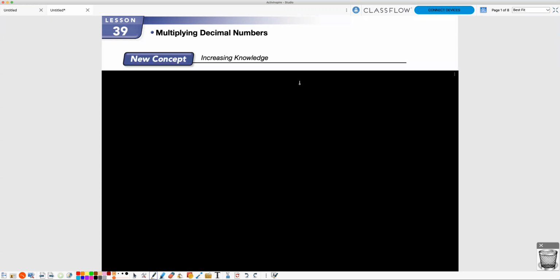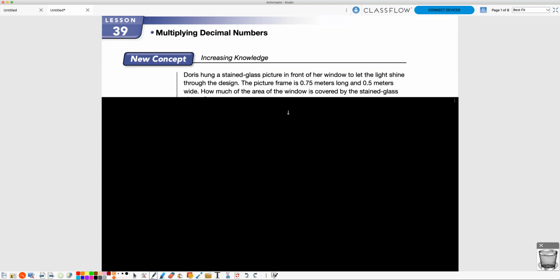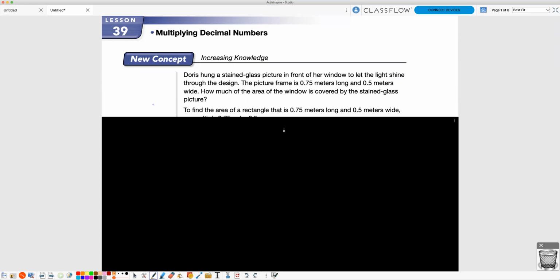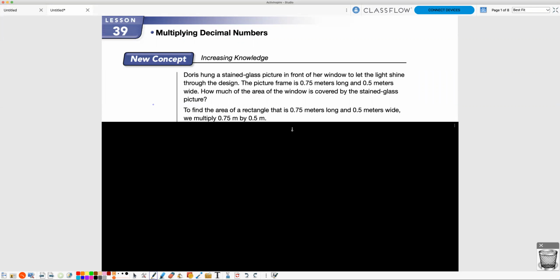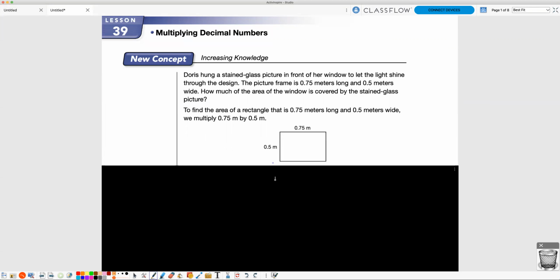It's a new concept. Doris hung a stained glass picture in front of her window to let the light shine through the design. The picture frame is 75 hundredths meters long and 5/10 meters wide. How much of the area of the window is covered by the stained glass picture? So to find the area of a rectangle that is 75 hundredths meters long and 5/10 meters wide, we multiply 75 hundredths meters by 5/10 meters, like this.